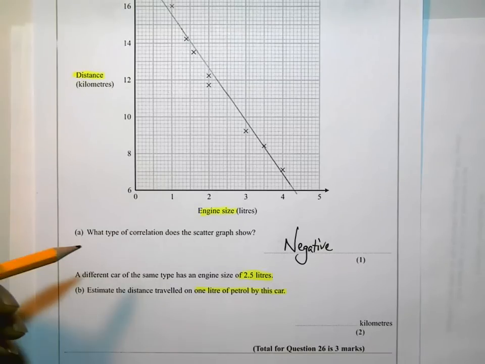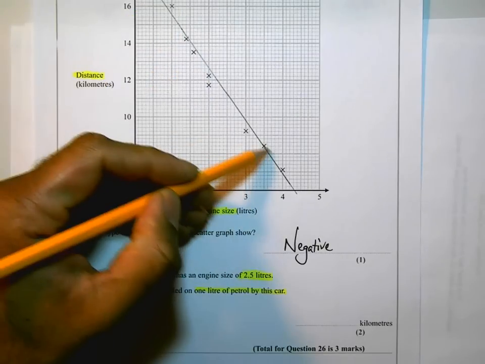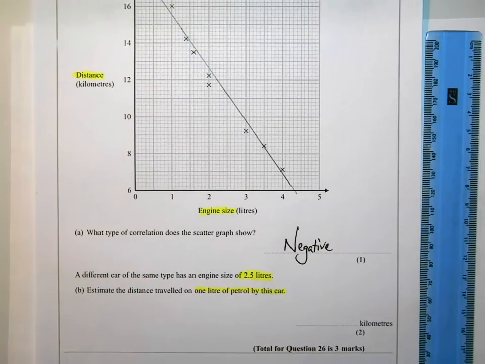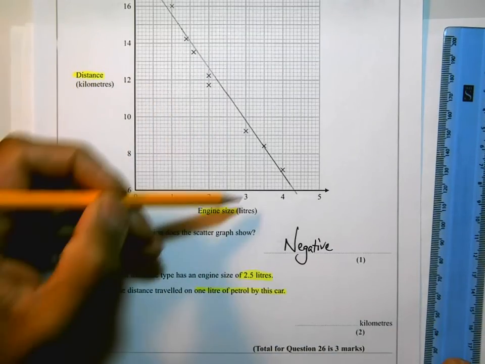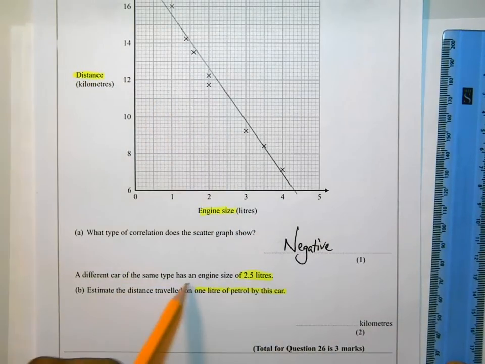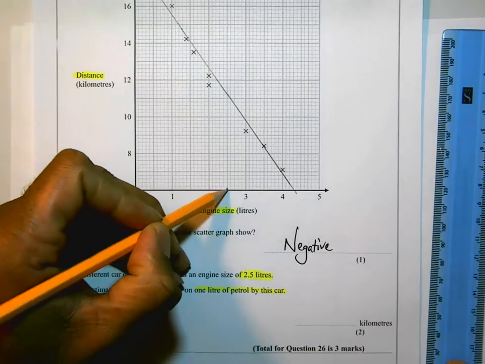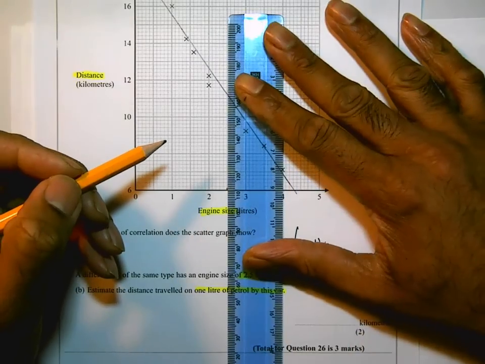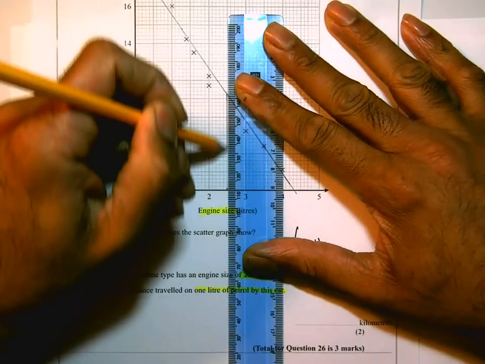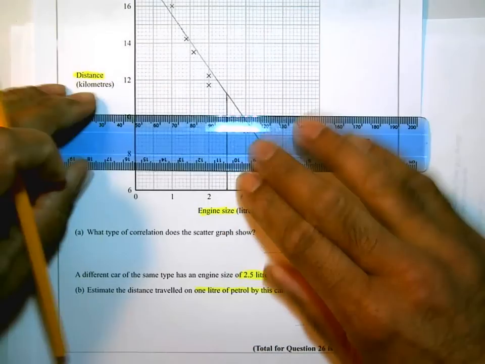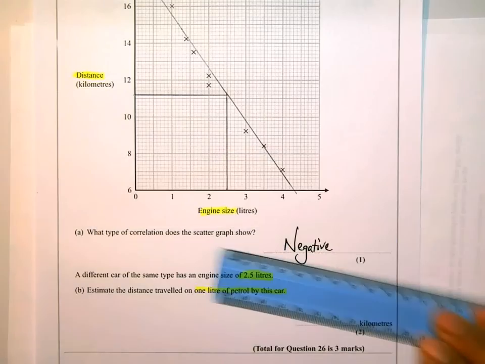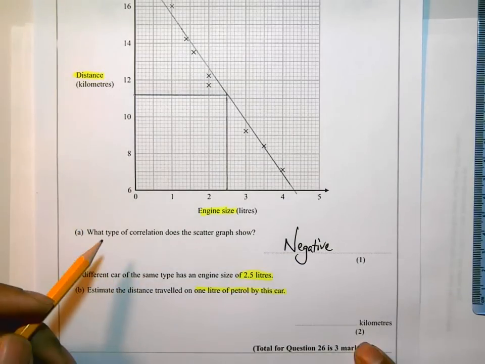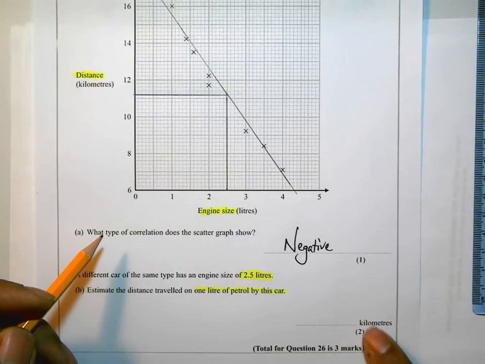I will leave it like that, but I would have drawn that a little bit lower. If I look at this, the engine size is 2.5 liters. 2.5 is over there. From 2.5, I'd go all the way up, and then across. Now this is where drawing the line of best fit is essential. If you draw the line of best fit, you're going to get 1 out of the 2 marks that this question is worth, and then the other you're going to pick up from here.